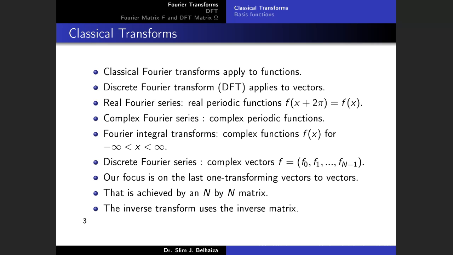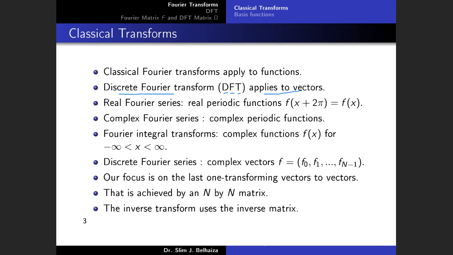So what about classical transforms? Some of us need a little bit of a review. In fact, classical Fourier transforms apply to functions, but discrete Fourier transforms, or what you generally call DFT, apply to vectors.